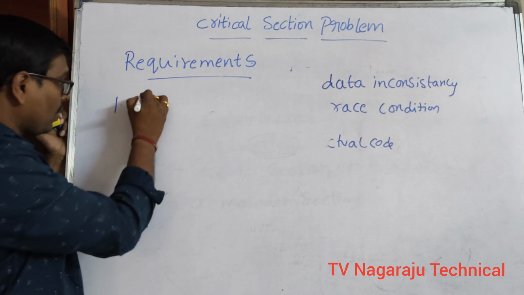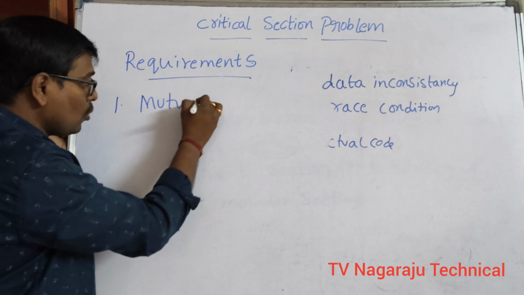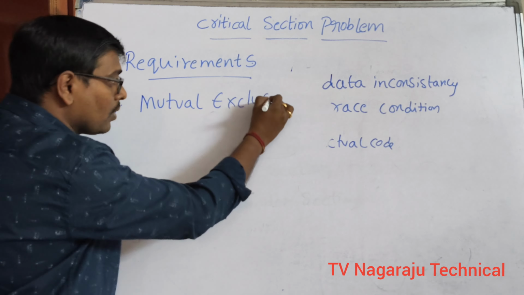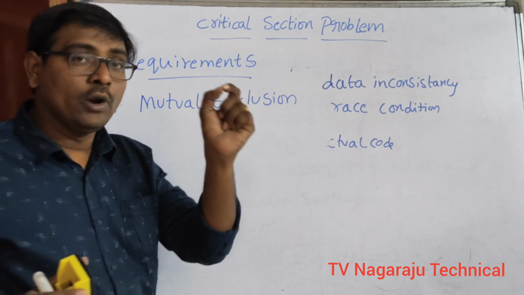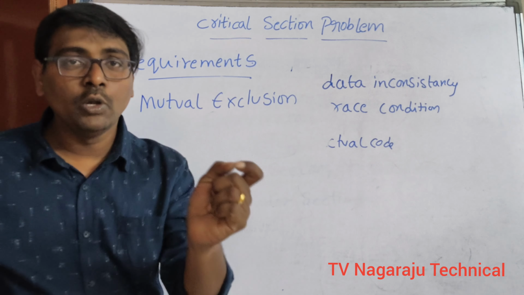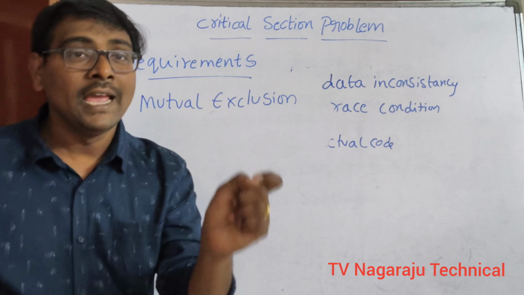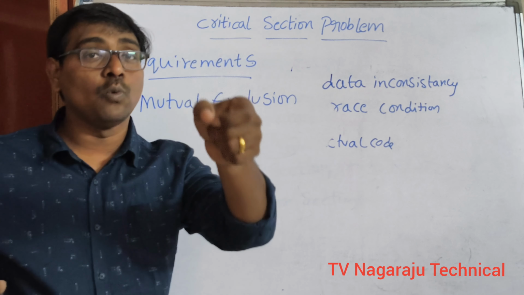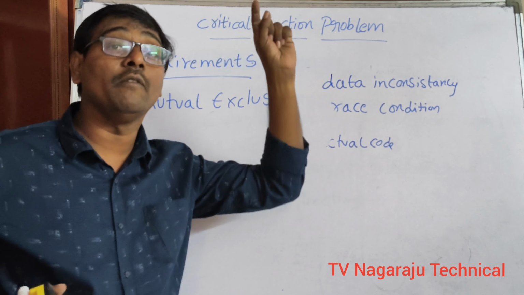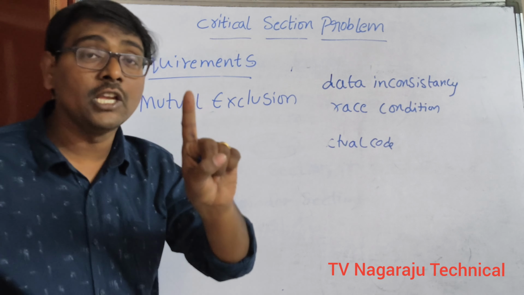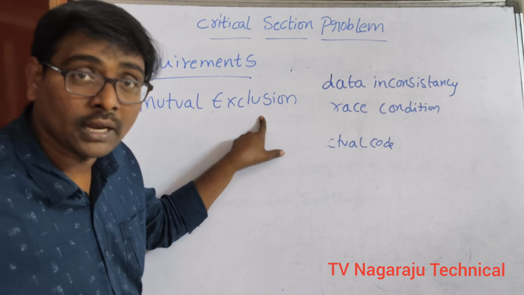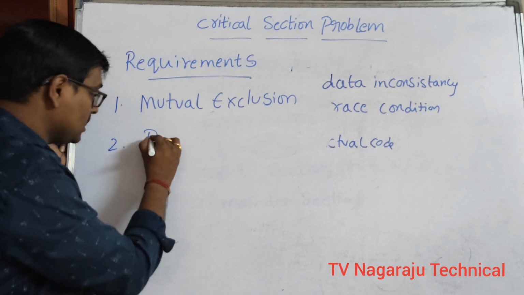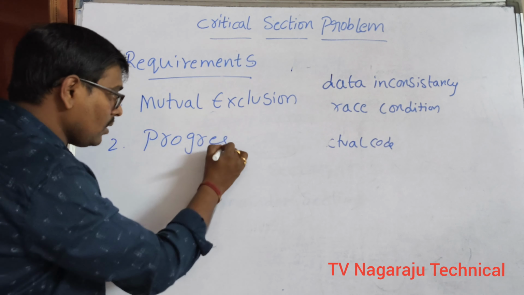The first requirement is mutual exclusion. We already know this term. Mutual exclusion means only one process is allowed to enter the critical section. If any other process wants to enter, it must wait until the executing process completes. That is mutual exclusion. Now, the second one is progress.